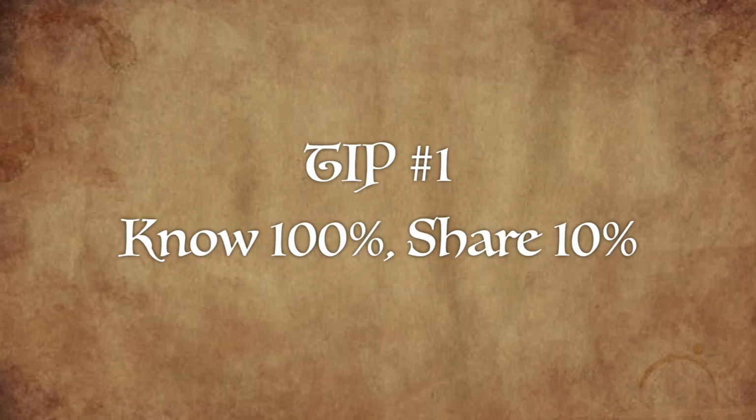Tip number 1 is to know 100%, but only share 10%. I think one of the most common mistakes in world building is just overloading your readers with too much information all at once, especially when this comes in the form of info dumps. Nobody likes info dumps. Listen, as an author, I know you've probably spent hours and days and years maybe developing a fully fleshed out history, language, or magic system. I know you want to share that with us because it's exciting.